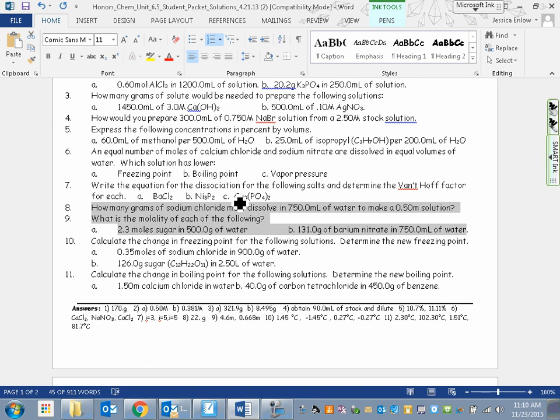But these two go up, right? So their boiling point elevation and vapor pressure lowering is something else. But the boiling point goes up, so this one's going to have a greater delta T for the boiling point, which means it's going to have a higher one. Because I didn't do nitrate as well.